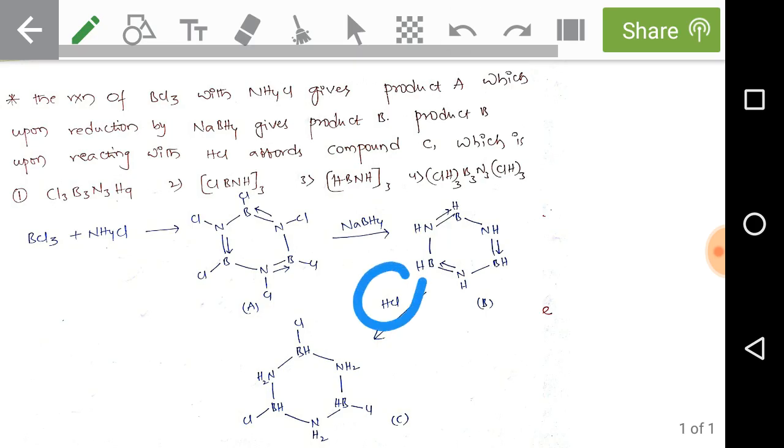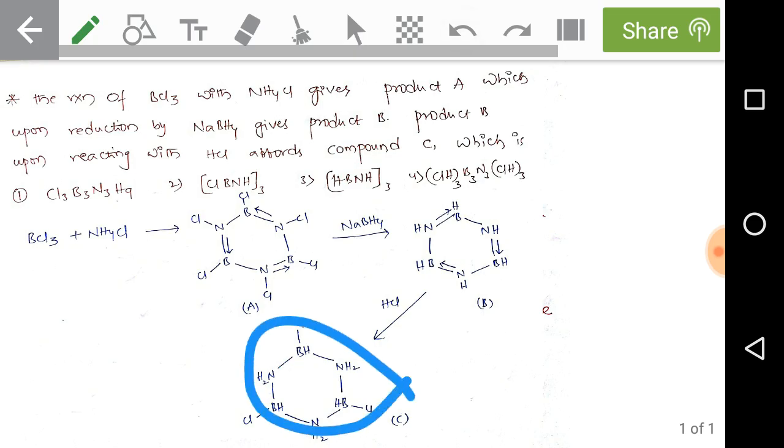And whenever we add HCl, the lone pair of electrons on nitrogen attacks H plus, whereas Cl minus ion attacks the vacant orbital of boron. That's why here boron gets chlorine and nitrogen gets hydrogen, and this is the final product. Okay, that is simply option 1, the correct answer.